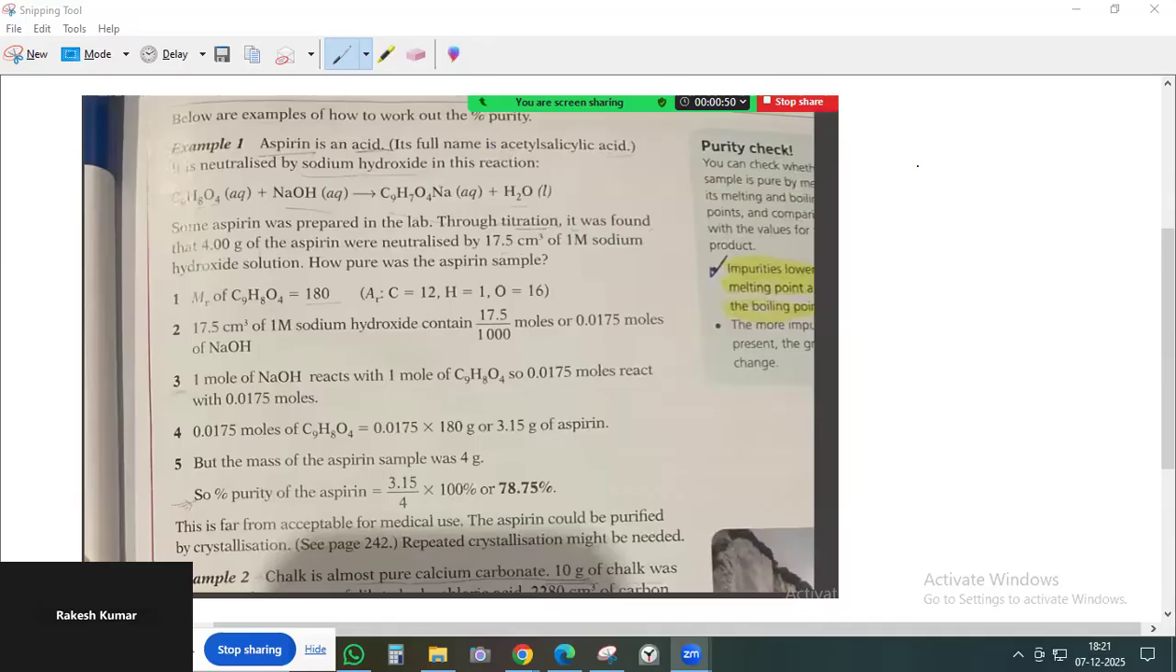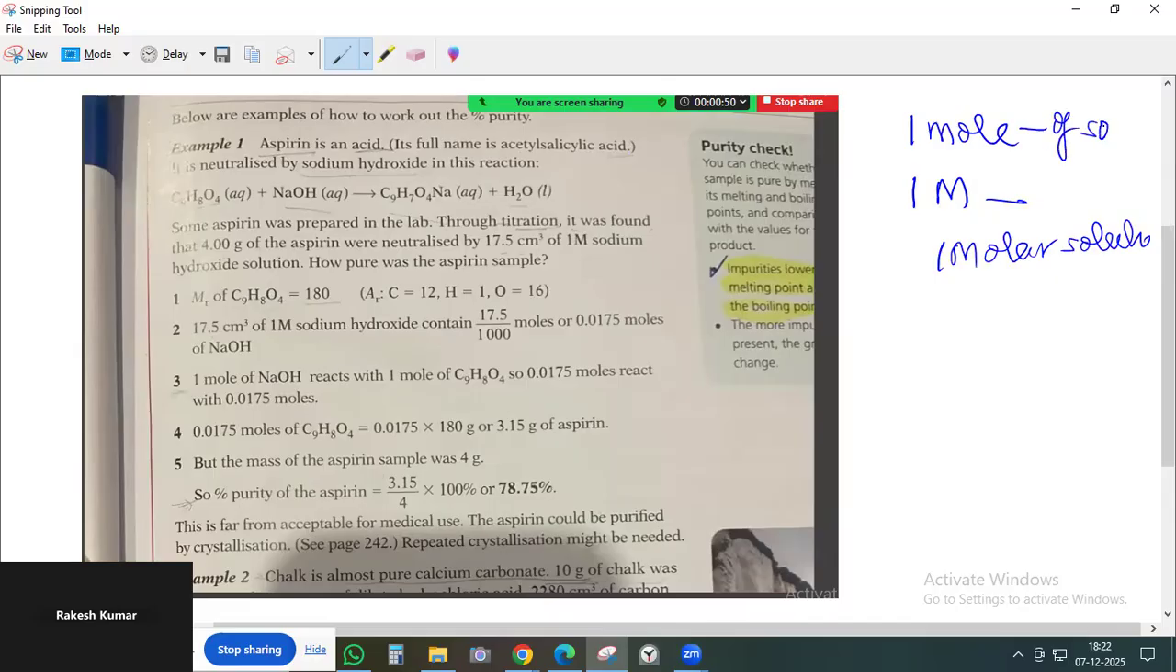If they write 1 mole, that's different. If they write 1 M, this means 1 molar solution. This means 1 mole of substance. So this is of some substance, this is of a solution. Now that means it will also have water. That means this is concentration actually. So this is a number, this is a concentration.